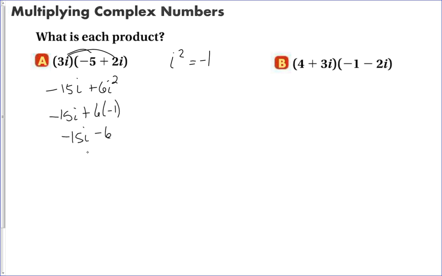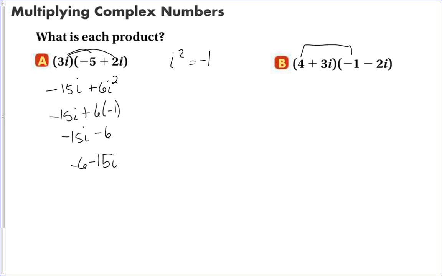Now, we need to write this in the reverse order, negative 6 minus 15i, because it's always got to be in the form of a plus or minus bi. All right? Your real term will always be first. Your imaginary term will always be second. All right? Now let's do this one.